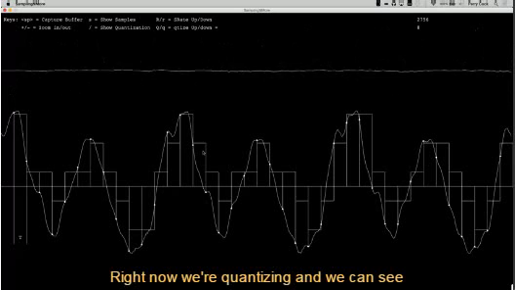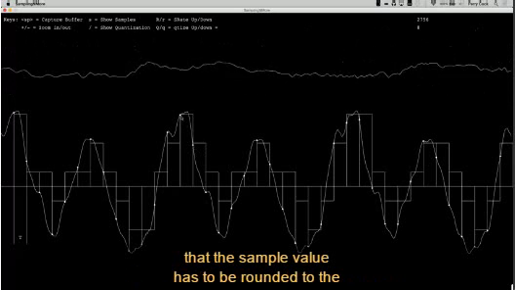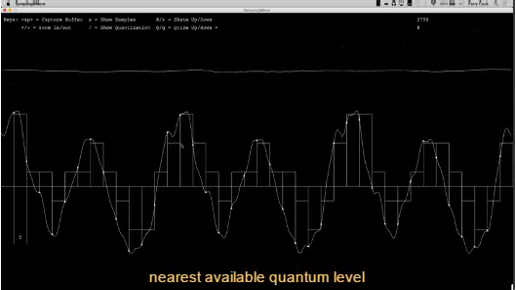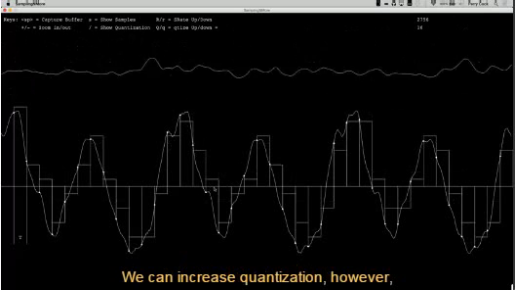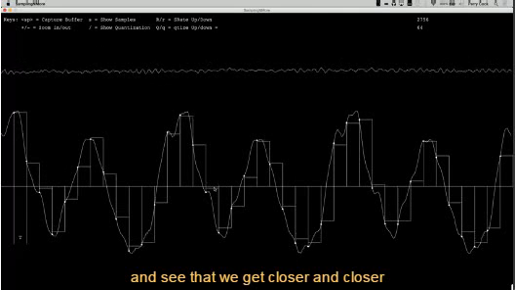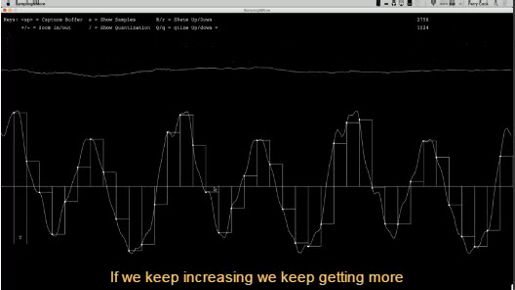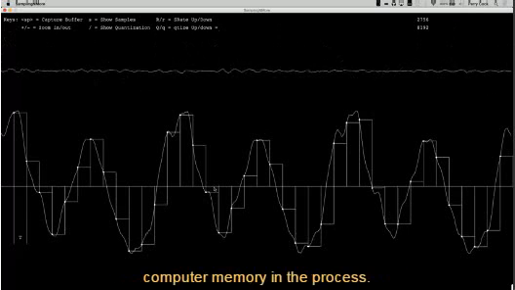Right now, we're quantizing and we can see that the sample value has to be rounded to the nearest available quantum level that can be stored inside the word. We can increase quantization, however, and see that we get closer and closer to the actual value of the sample. If we keep increasing, we keep getting more and more accurate, but we take up more computer memory in the process.